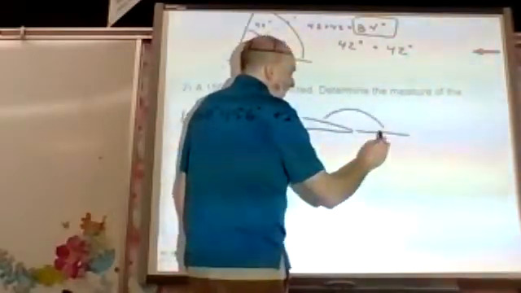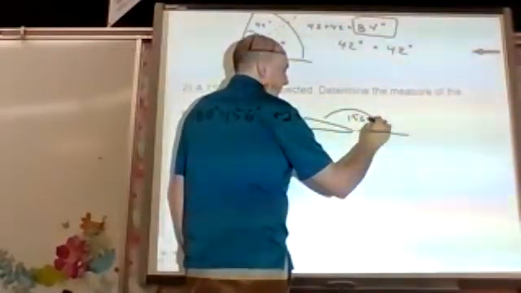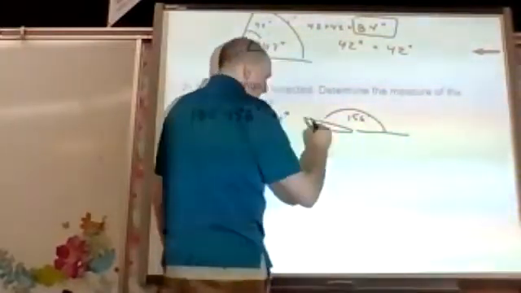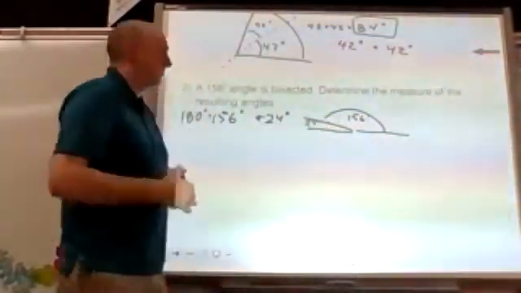If we have a 24 degree angle over here, then this is going to be 156 degrees. I just like to draw diagrams. You don't actually have to do that for this question.